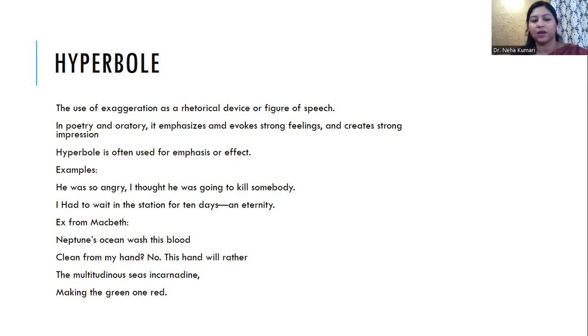Another example from Macbeth: "Neptune's ocean wash this blood clean from my hand? No, this my hand will rather the multitudinous seas incarnadine, making the green one red."